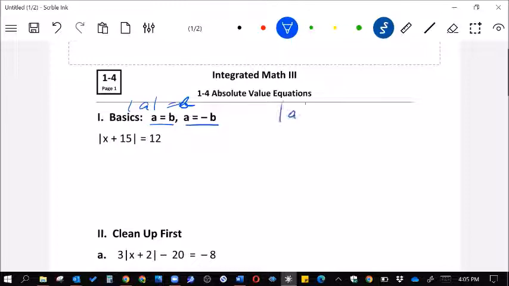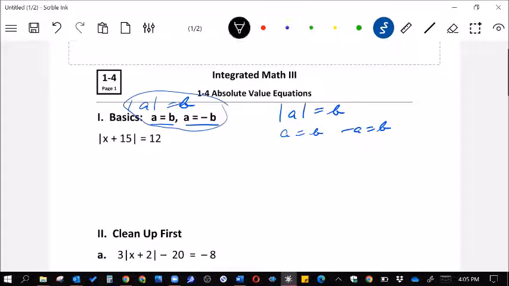Or it can be done, and has been done, where instead you do A equals B and negative A equals B. It actually comes out to the exact same thing. It really doesn't matter which way you do it, but I prefer this one, so that's the one I'm going to show.